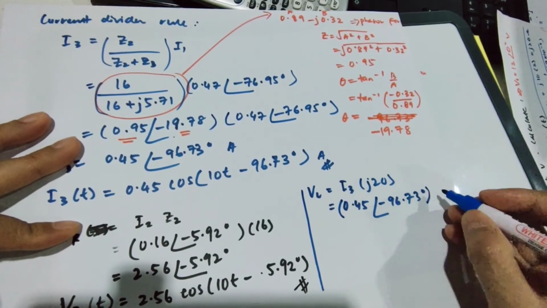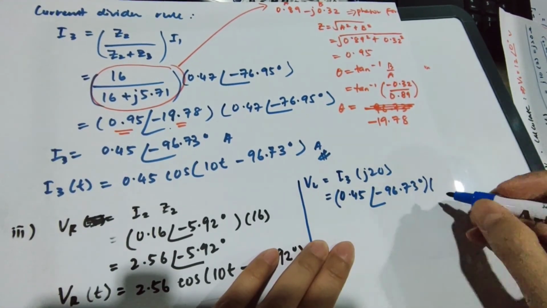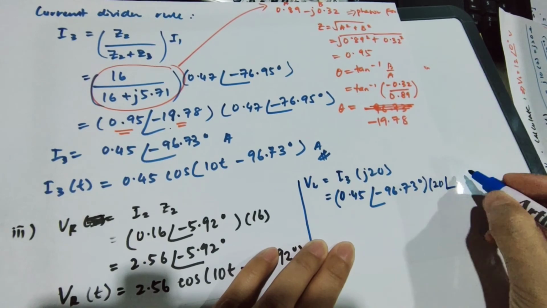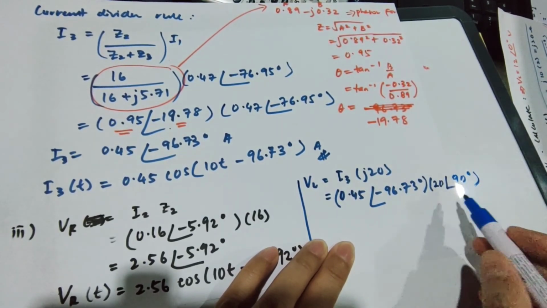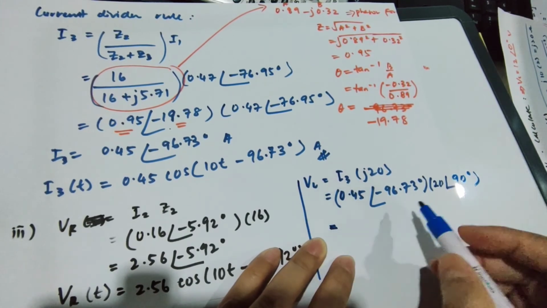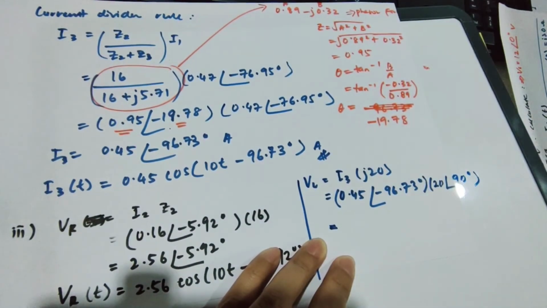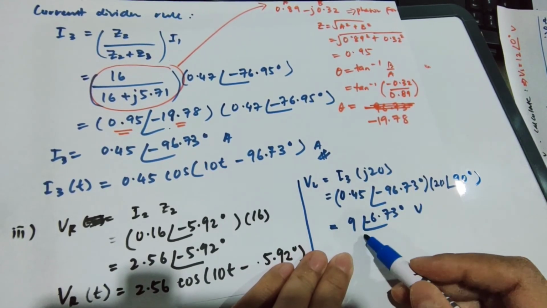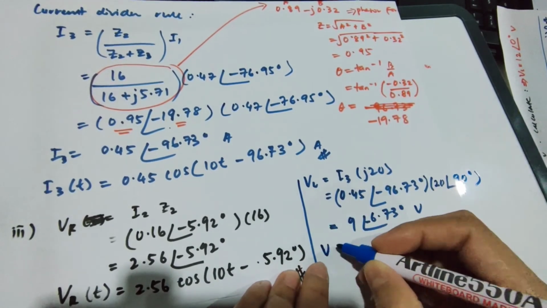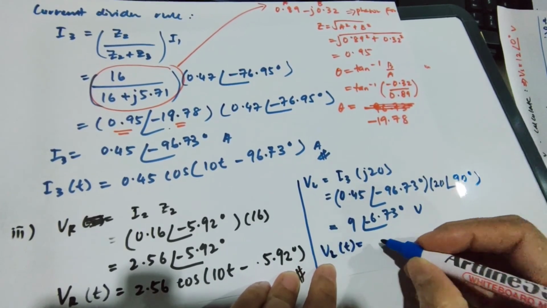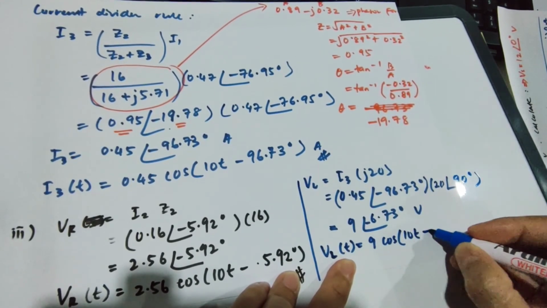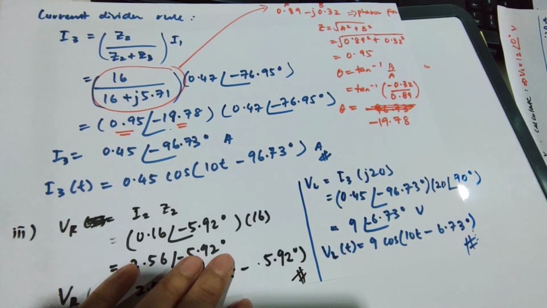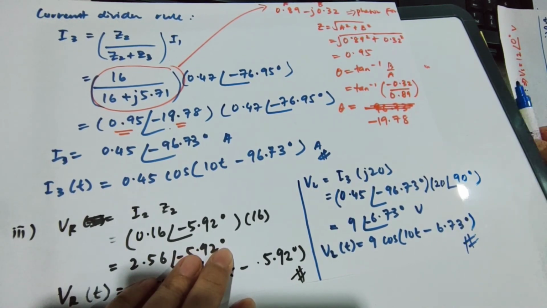Yang J20 kita tahu J20 is 20 per sudut 90. So kita darab macam biasa dekat luar ni, you will get this is the value we will obtain for VL, 9, and this is the sudut both. So sama juga, now we are going to change it into time domain. VLT sama dengan 9 cos omega t is 10t negative 6.73. Okay, that's it. So selesai lah untuk kesemua soalan contoh. I hope that you can understand this.